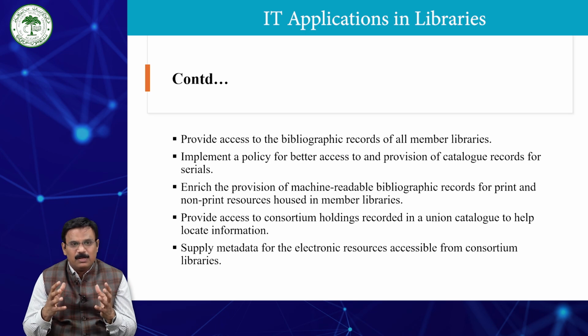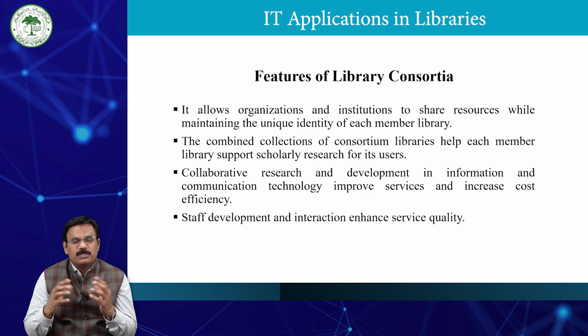And the consortia will implement a policy for better access to and provision of catalog records for serials, enrich the provision of machine-readable bibliographic records for print and non-print resources housed in member libraries, provide access to consortium holdings recorded in a union catalog to help locate information, and supply metadata for the electronic resources accessible from consortium libraries. Features of library consortia: it allows organizations and institutions to share resources while maintaining the unique identity of each member library. That's the beauty of the consortia.